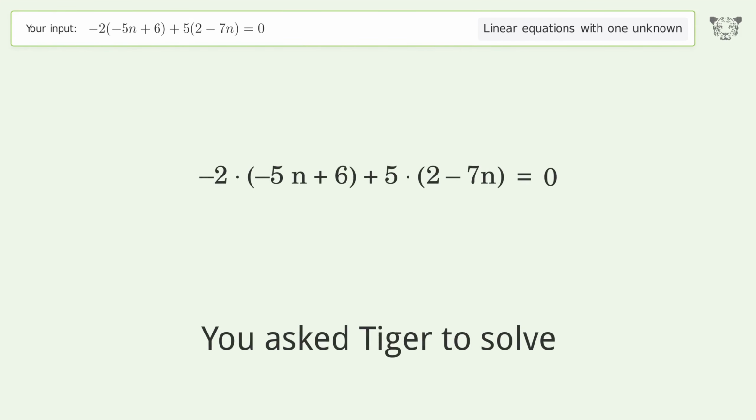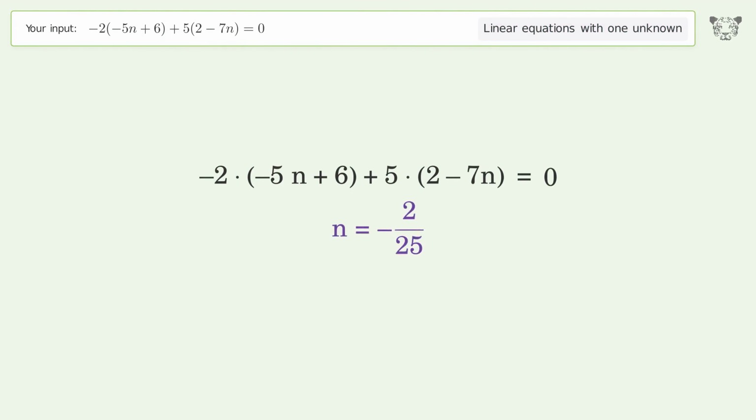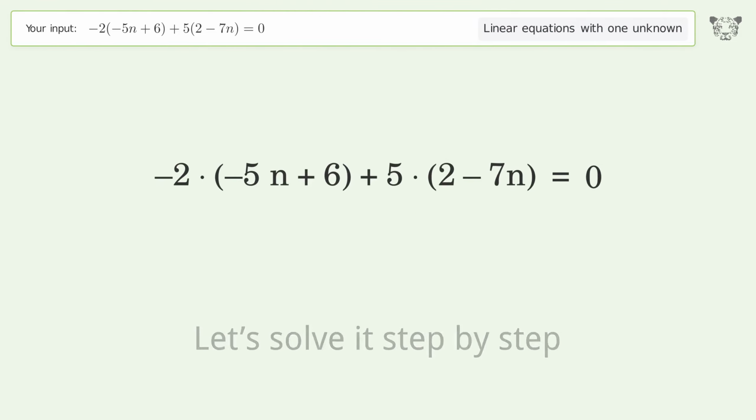You ask Tiger to solve. This deals with linear equations with one unknown. The final result is n equals -2/25. Let's solve it step by step.